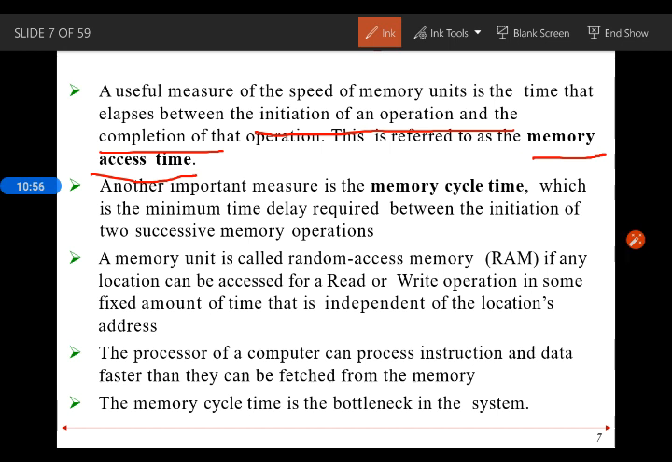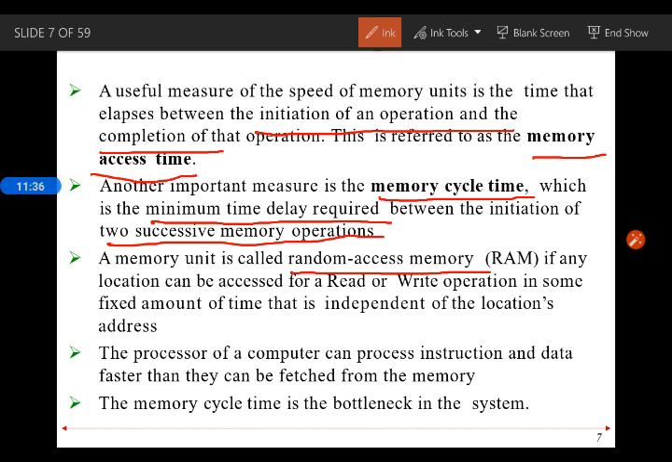And the next one is memory cycle time. What is memory cycle time? That is another measure used to indicate performance, which is the minimum time delay required between the initiation of any two successive memory operations. It can be a memory read or a memory write. Another point related to memory is that a memory unit can be called a random access memory. When?